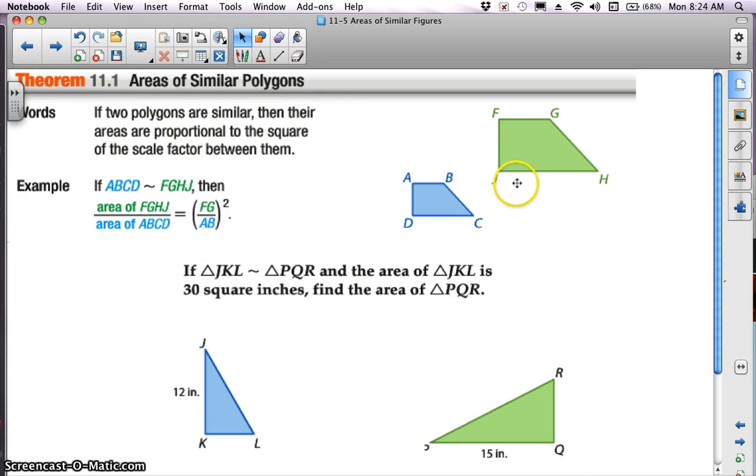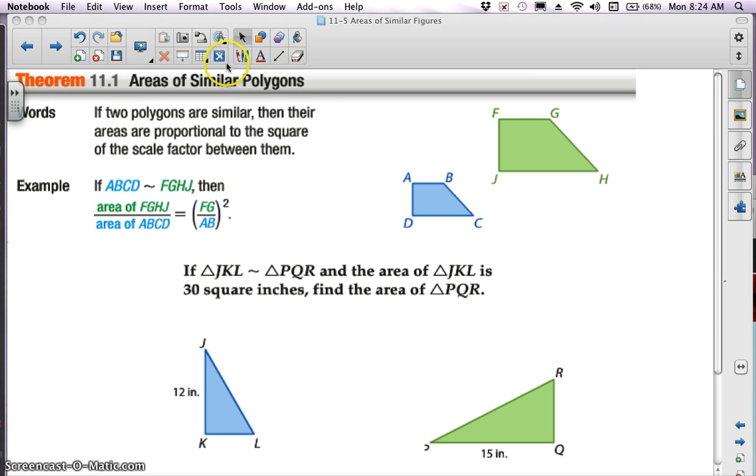So here is the theorem, the areas of similar polygons. Again, we don't have a packet for you, so you want to write this down so you can use this on your note card. That's what we're doing this year, 2017. So go ahead and pause the video and take a moment to write that down.